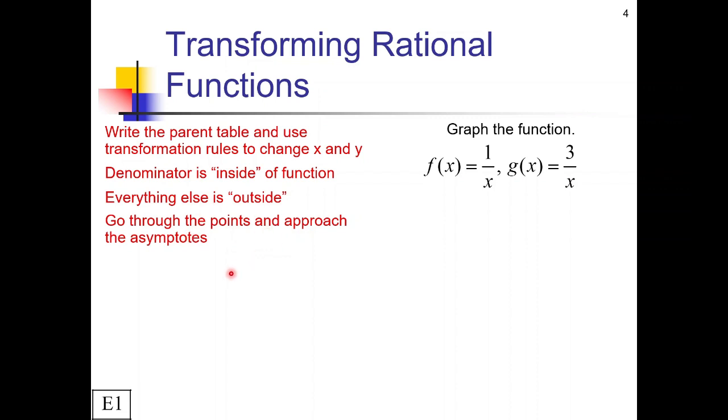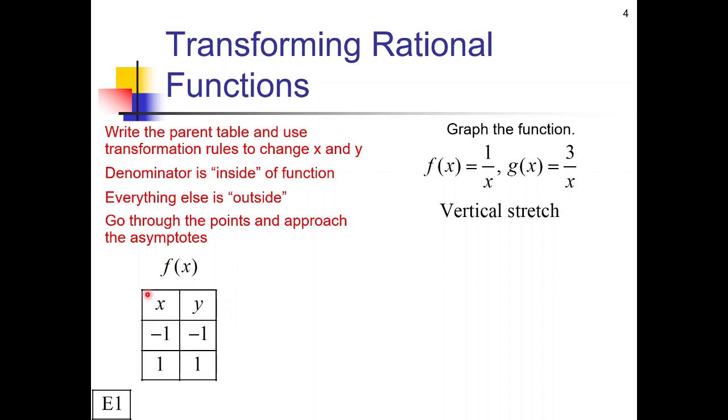So pause the video, see if you can figure out what type of transformation this is, and see if you can modify the parent table and regraph this thing. All right, since we have a 3 being multiplied by, there's kind of an invisible 1 in the numerator, this counts as a vertical stretch. And for our parent function, again, the table we're going to have -1, -1, and 1, 1, so pretty easy parent table to remember. Now, since there's nothing new happening inside the denominator, we don't have any changes to x.